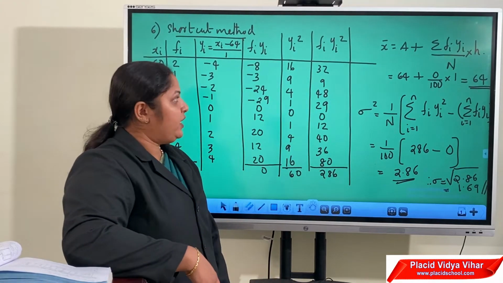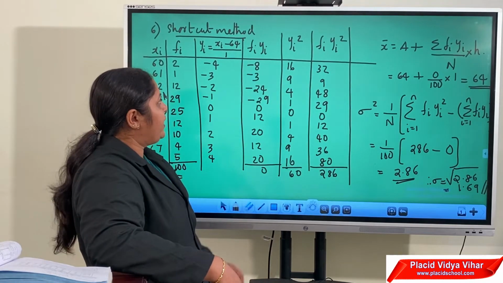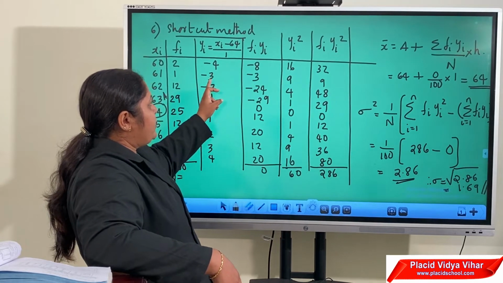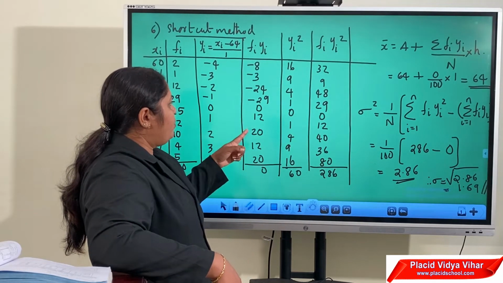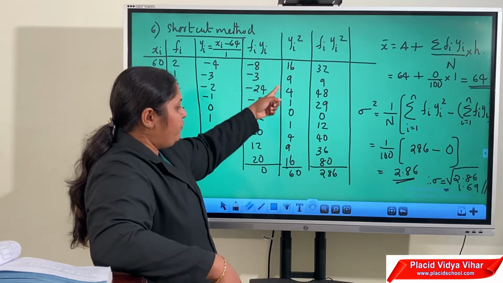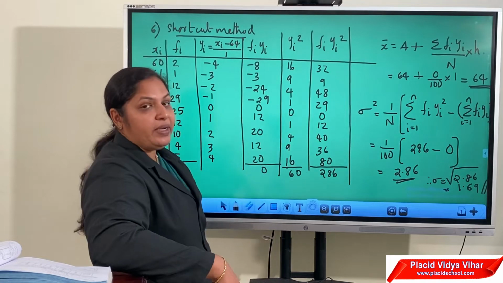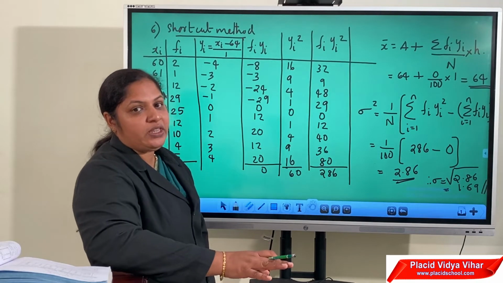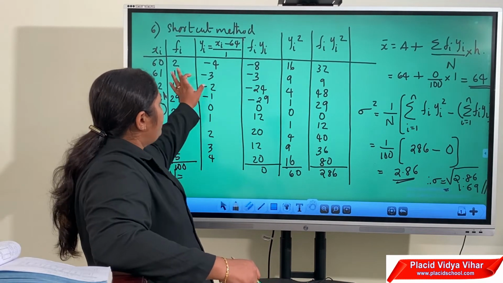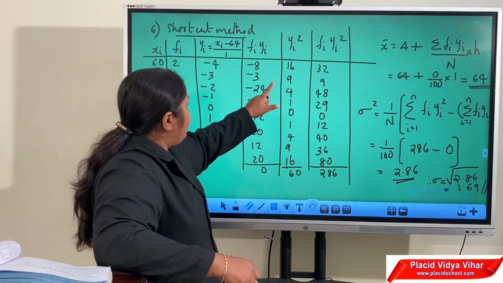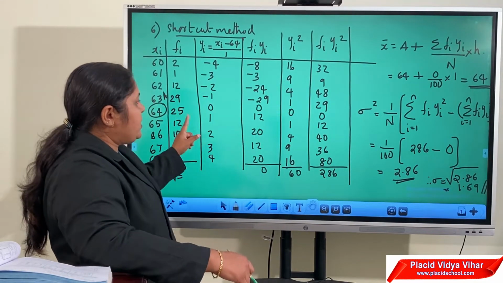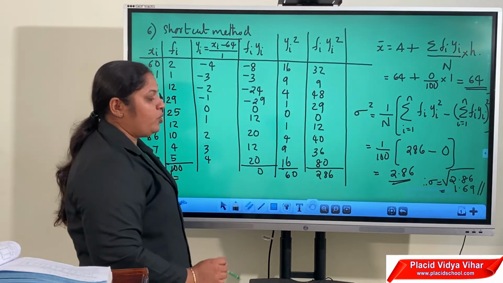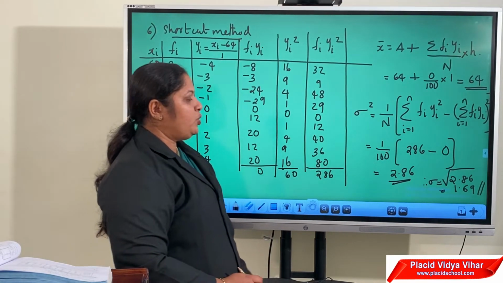Now, in order to find the variance, we need to find other values as well. We need to find yi square. Square of minus 4, 16. Square of minus 3, 9. Minus 2, 4. Minus 1, it is 1, 0. We have found all the yi squares. We got the sum as 60. Then frequency into yi square. All the yi square terms are to be multiplied with the corresponding frequencies. So 2 into 16, 32. 1 into 9, 9. 12 into 4, 48. 29 into 1, 29, and all Fi yi squares are obtained and the sum is obtained as 286. Now substitute in the formula.